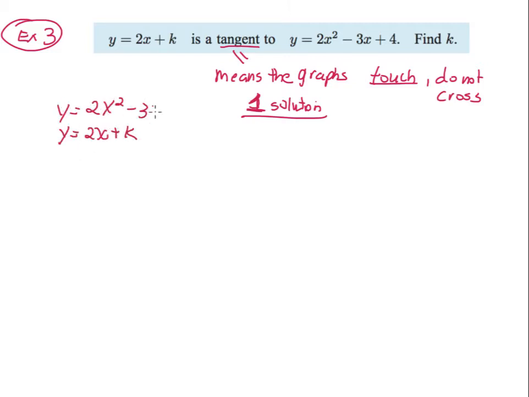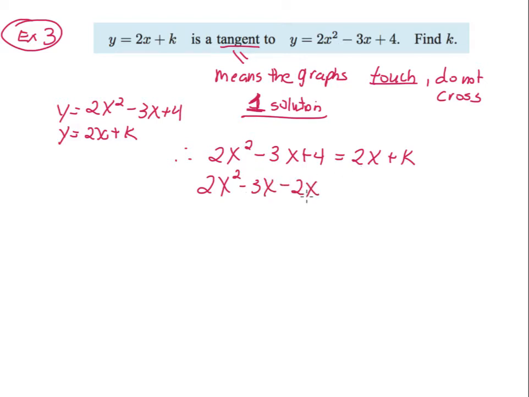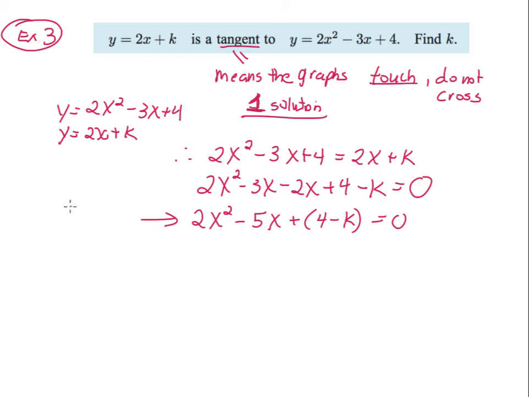I'm going to do the quadratic first. So I'm going to say the quadratic equation, 2x squared minus 3x plus 4 is equal to 2x plus k. As always, I need to get it equal to 0, so I'm going to subtract the 2x and then subtract the k, and combine like terms. I'm going to put this 4 minus k together because that's my entire constant. Because k is some number, I just don't know what the number is.